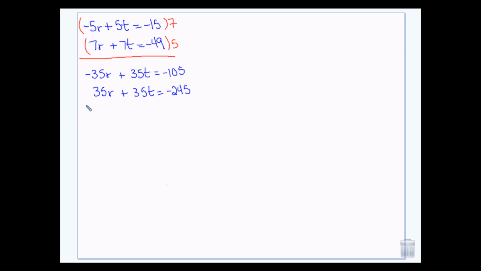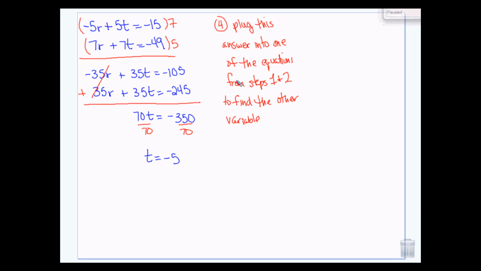Okay. When I add these together, my r's will cancel. So I get 70t is equal to negative 350. Oops. And if I could type, I think I know it, but I just want to double check myself. Yeah. So I divide by 70. And t equals negative 5. Okay, so I found t.